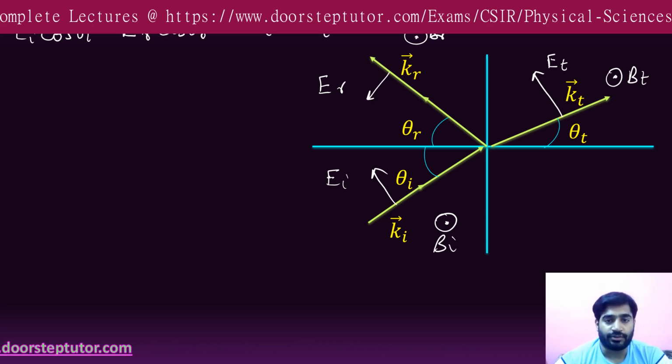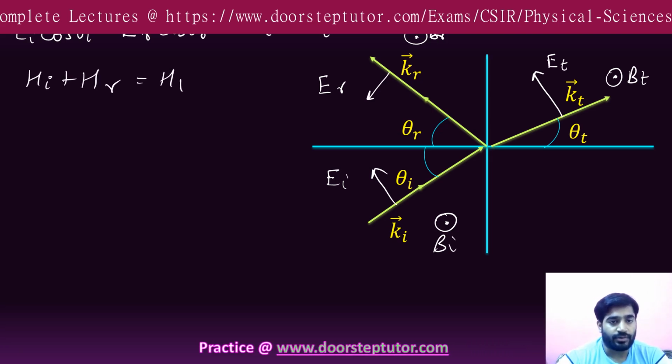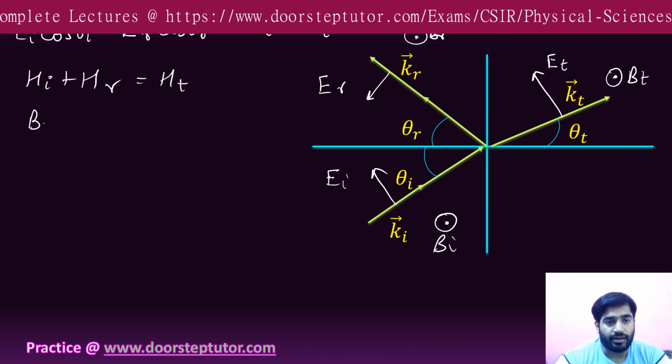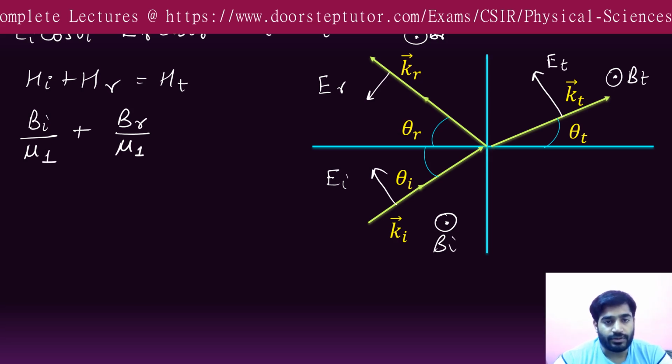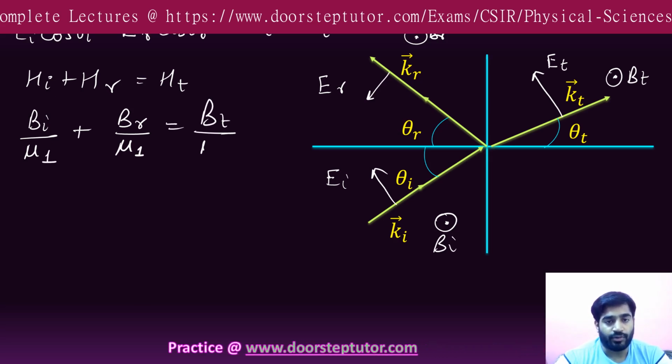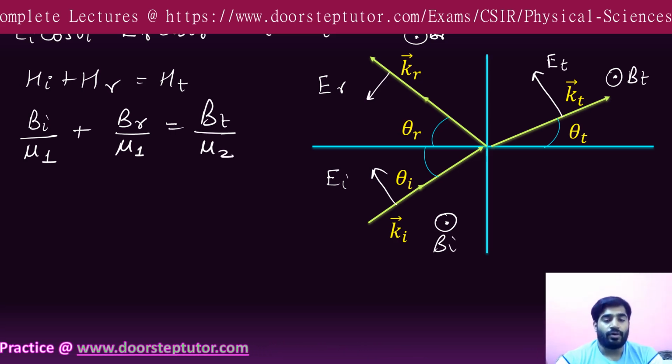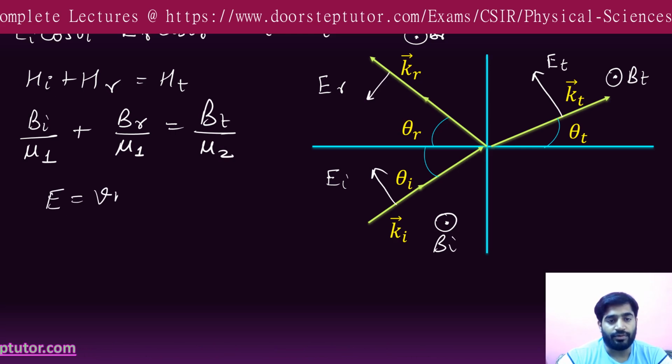This is after the boundary condition. Now for B, if you see BI, BR, BT, all are in the same phase. So it is going to be H of I plus H of R must be H of T. And H of I can be written as BI by mu, or if you want, as N1. BR also by mu, this is mu1. Clear? Which is equal to BT over mu2. This is what we have. Also we know the famous equation, that E is equal to B. Clear?